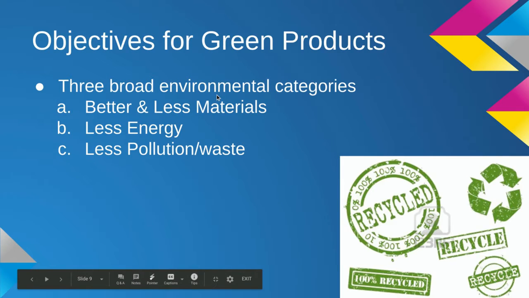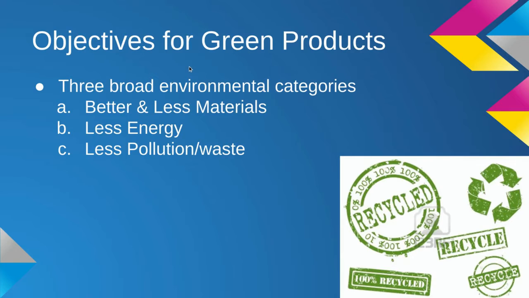All right, objectives for green products. There are 3 main things we're looking for. First, better and less materials. Second, less energy. That's during use and manufacture and disposal. Third, less pollution and waste.